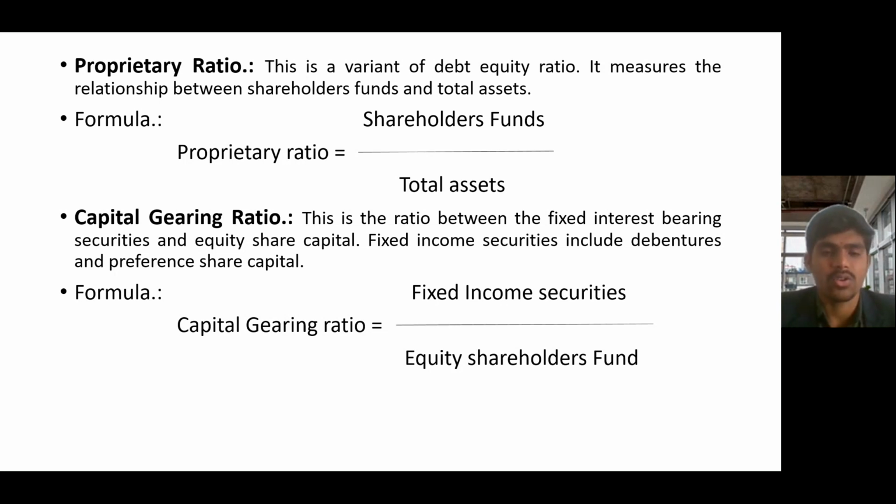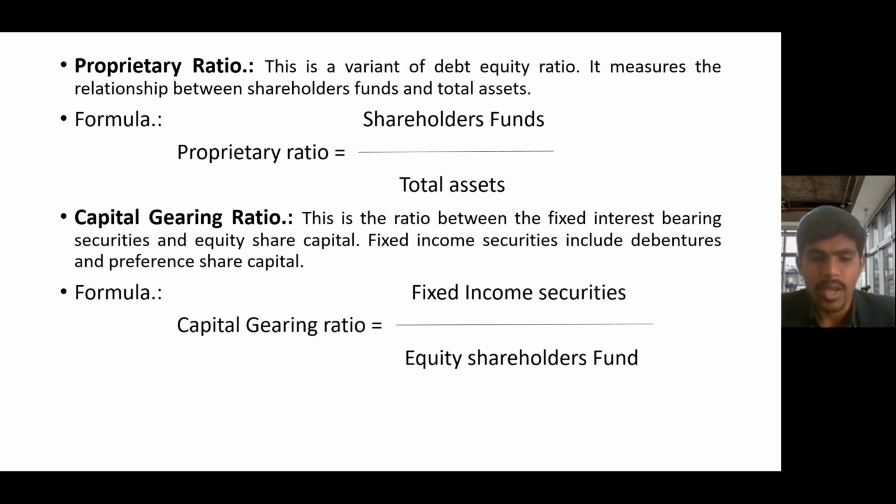Next is the capital gearing ratio. This is the ratio between the fixed interest bearing securities and equity share capital. Fixed income securities include debentures and preference share capital. So it tells us what investments a company has in different places where it can generate fixed income securities, which will generate fixed income.